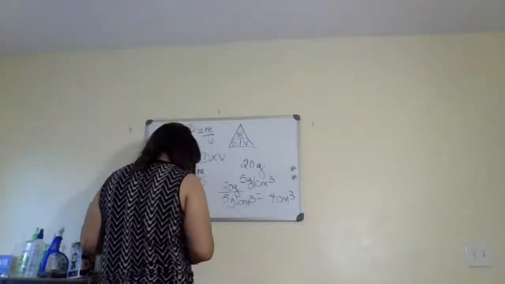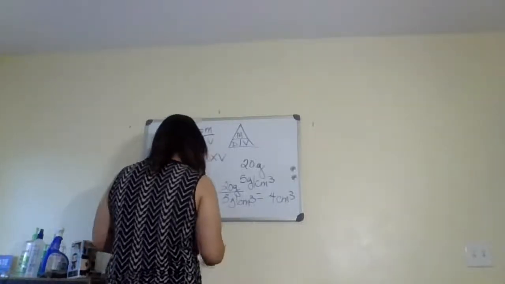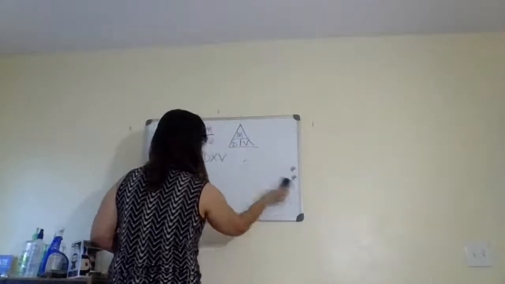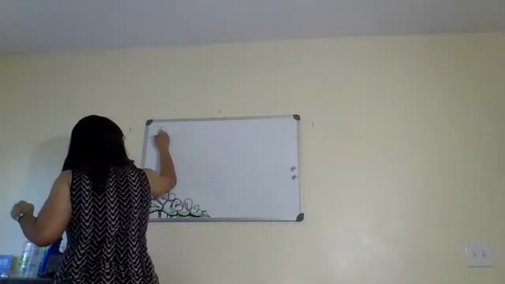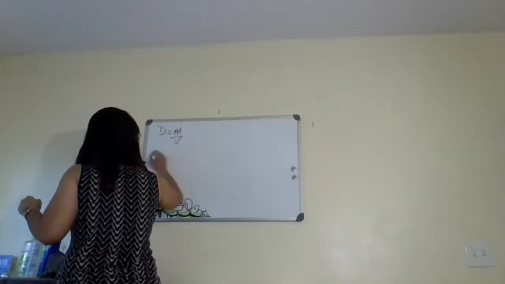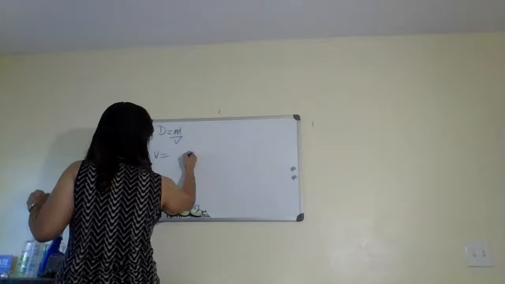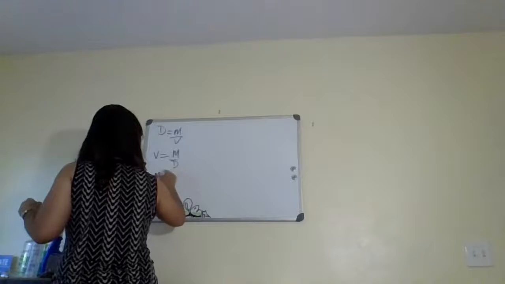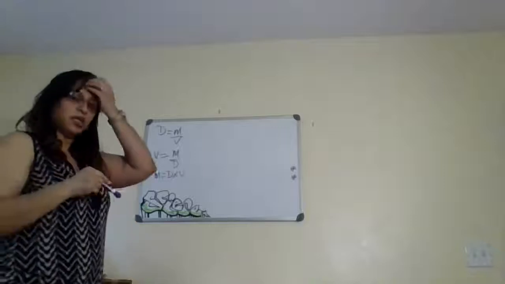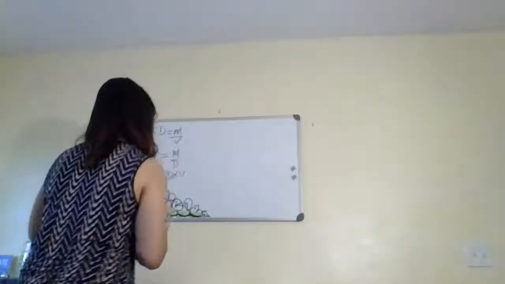Let's look at another example. So this was a big one. I'm going to move these over a little bit so that I have more space to do problems. Density is equal to mass over volume. Volume is equal to mass divided by density. And mass is equal to density times volume. So let's say we're looking at two substances simultaneously.